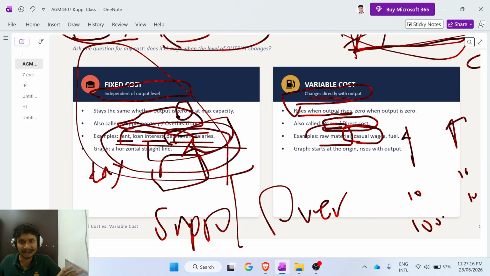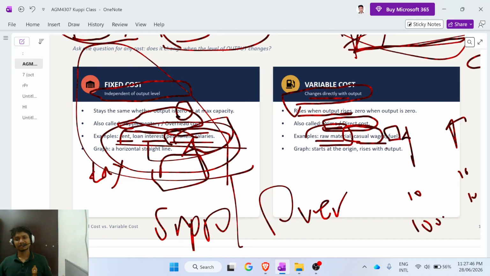If there are some works, for example, a cleaner will come to my hotel once a week, only every Monday, I have to pay him 1,000 rupees for every Monday. If I close the shop, he will not come, and I don't need to pay money. That is the variable cost. Raw material, casual wages, fuel.